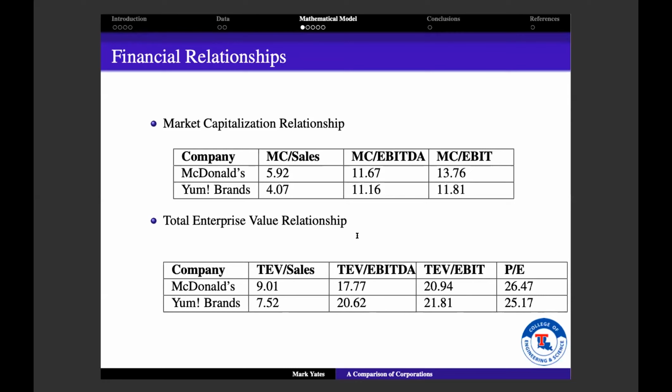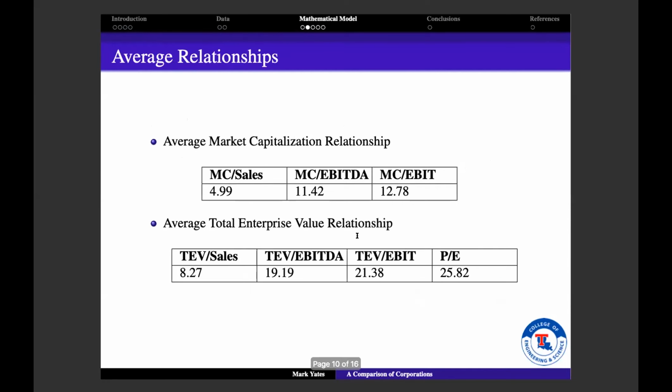The reason we do this is that it tells you the relationship to each of these metrics that we've chosen. If you look at them, there are two numbers for each relationship, one for McDonald's and one for Yum Brands. Most of these numbers are very, very close in value. So I'm going to average these relationships. Let's take a look at these averages. Here's the average between McDonald's and Yum Brands.